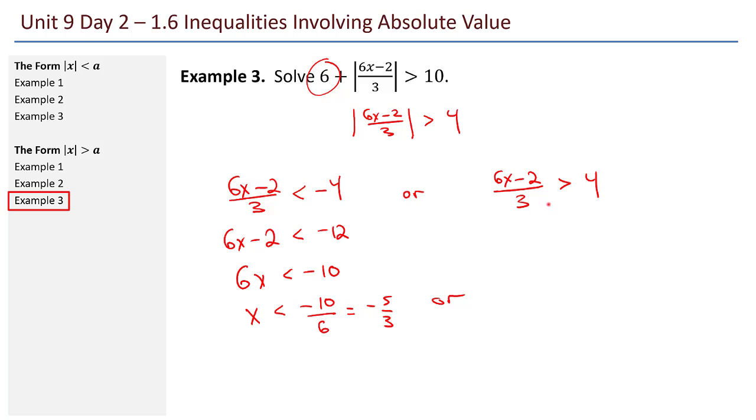Or, now what do I have on the right? Multiply both sides by 3. 6x minus 2 is greater than 12. Add 2 to both sides. 6x is greater than 14. Divide both sides by 6. X is greater than 14 over 6. And 14 over 6 reduces a little bit. That becomes 7 thirds. So there we go. X is less than -5 thirds, or x is greater than 7 thirds.